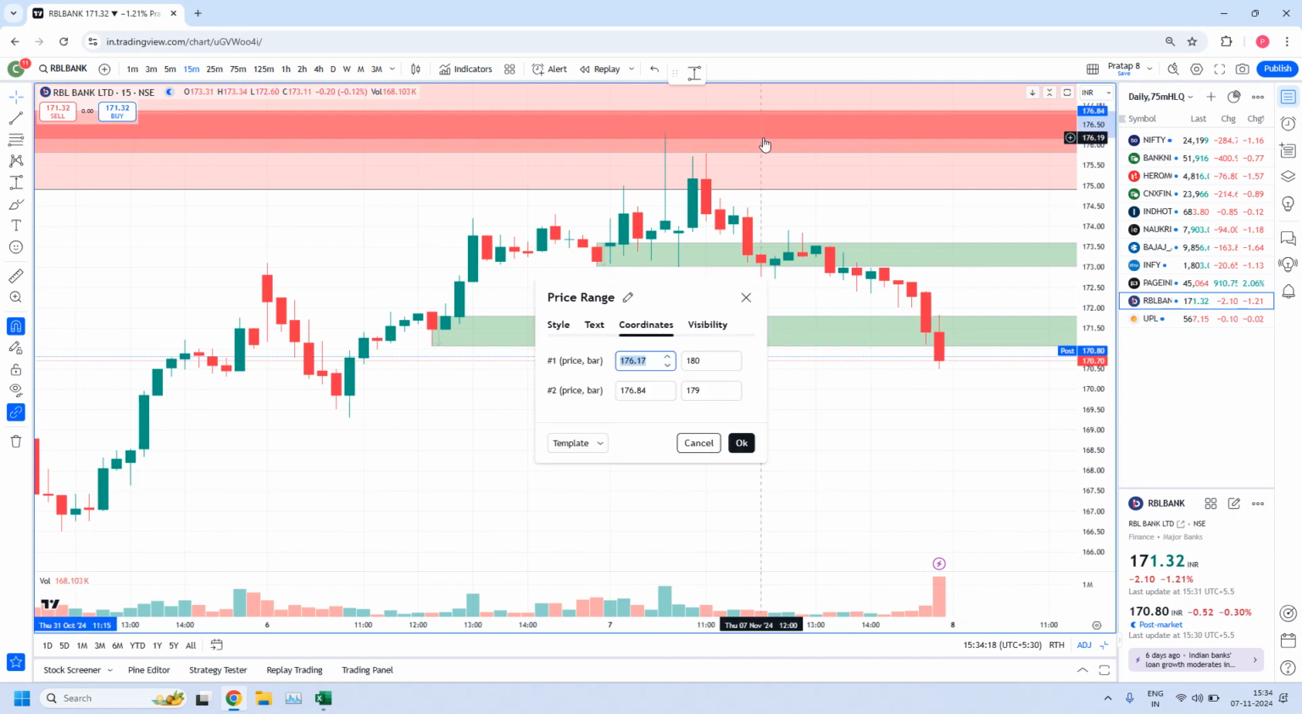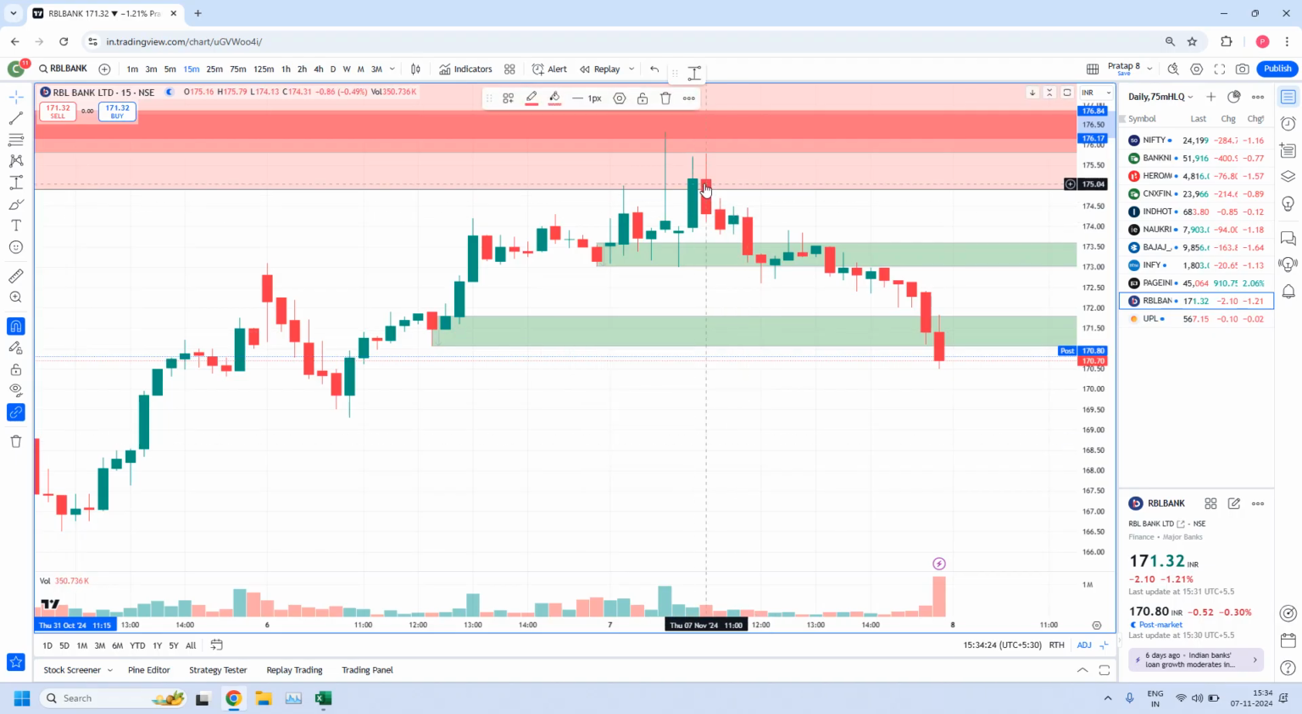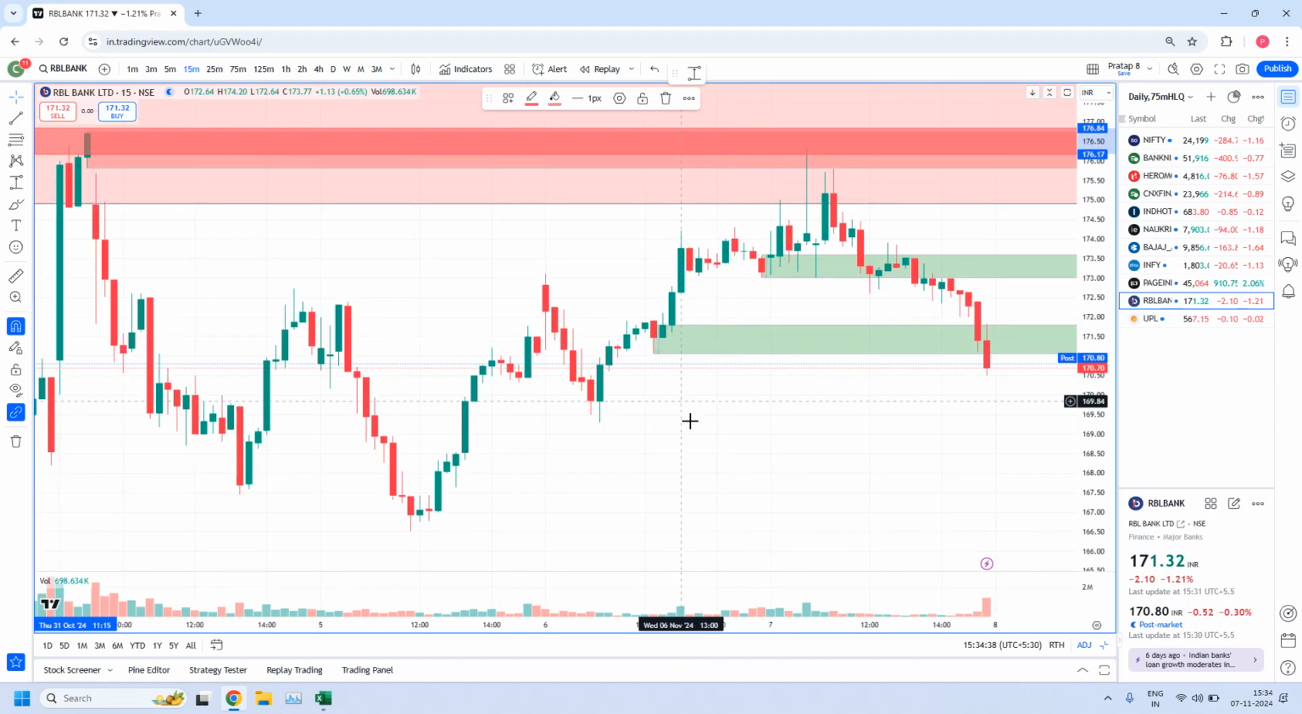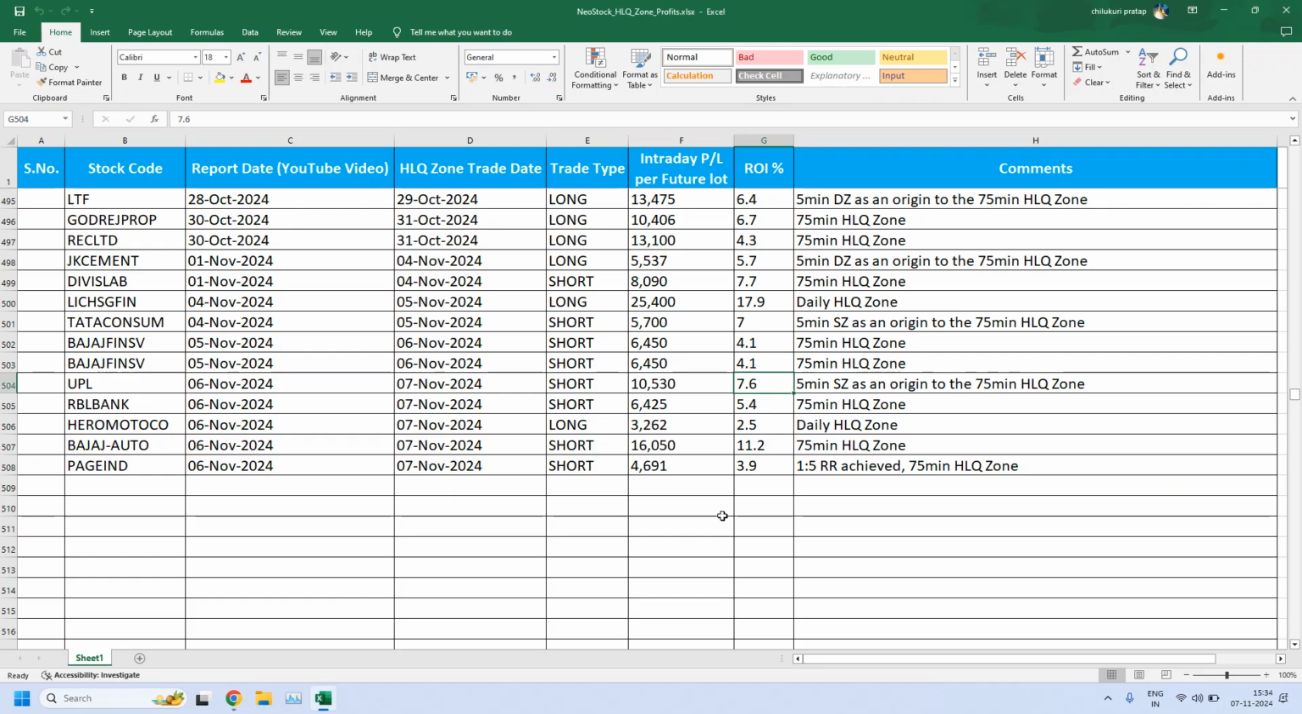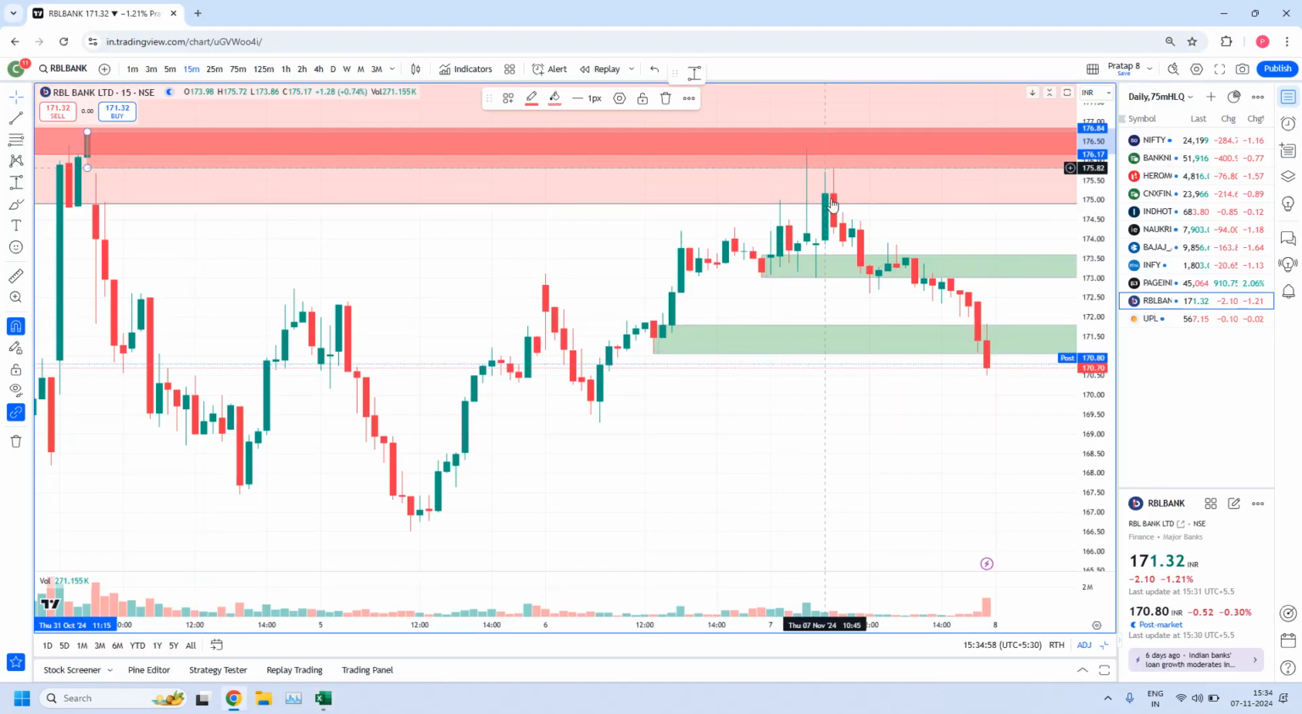See, what is our entry here supposed to be? 176.17 paisa. And what is the high of this candle? 175.79 paisa. Maybe 37 paisa. We missed the entry. But anyway, we got a successful trade. RBL Bank reached the 15-minute target. And how much profit has it given? RBL Bank has given 6,425 rupees profit, which is 5.4% ROI as per one future's margin cost. Excellent profit it has given.